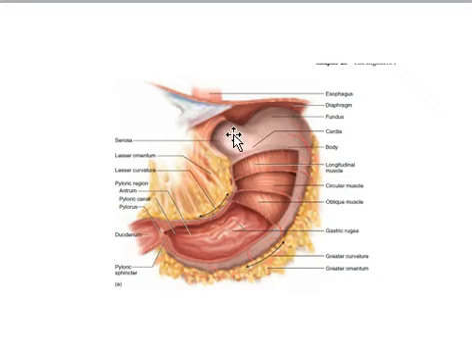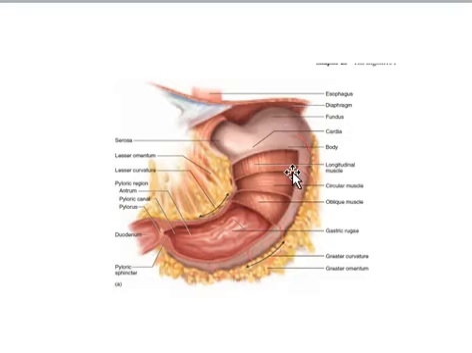Here, as I said before, is where the esophagus meets the stomach. This dome shape, we call it the fundus, and it is the site of food storage. It acts as a storage.